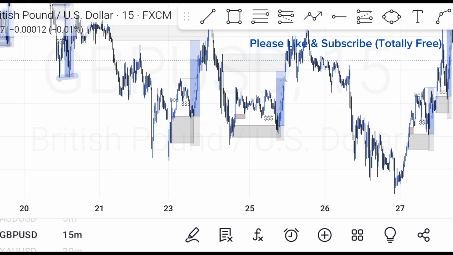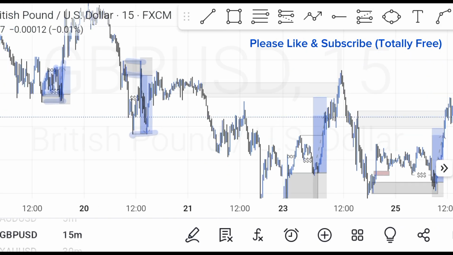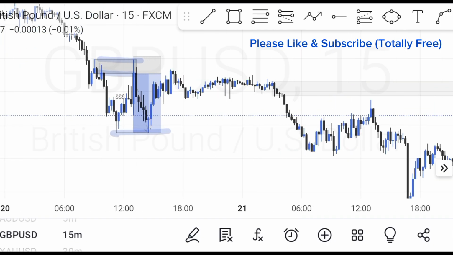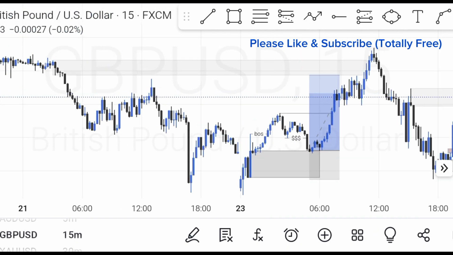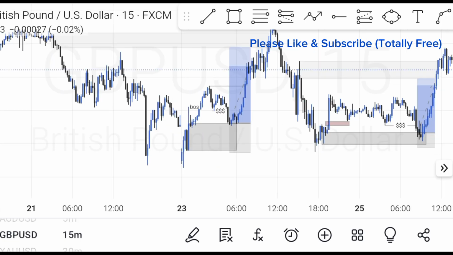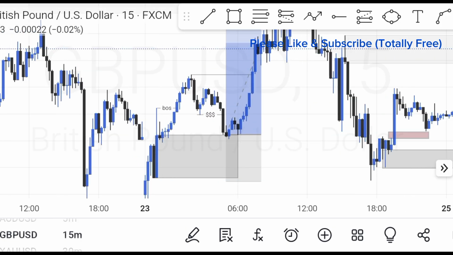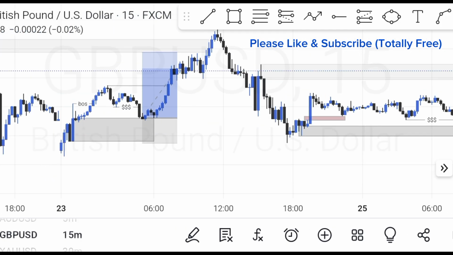Know when to enter, know when to exit. But if you already have an entry and exit strategy, you can also use that. Just whatever works for you, but be able to spot this setup.